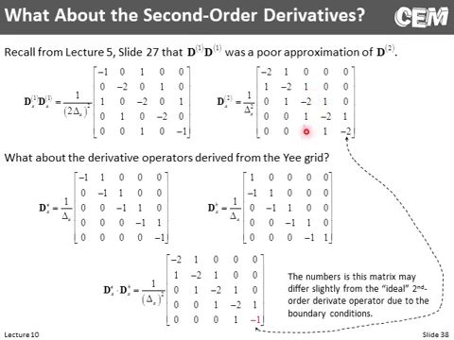Now let's see what happens on the Yee grid. We have a derivative for the electric fields in the x direction that looks like this. We have a derivative for the magnetic fields in the x direction that looks something like this. Now, if we multiply these two together, voila, we get a very, very efficient second-order derivative. So even more magic happens by adopting this Yee grid.